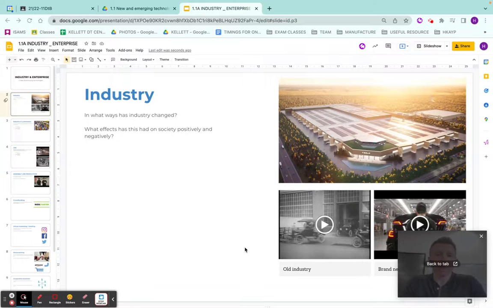So, 1.1 industry and enterprise, and this is all part of new and emerging technologies. This is almost like the starting point of the whole GCSE theory course. The first one to look at is industry. Now, industry, we're talking about what's changed over humanity's history in terms of the way that we actually produce things, what's enabled those changes to happen, and what's the difference between then and now. How has that positively and negatively impacted our society?